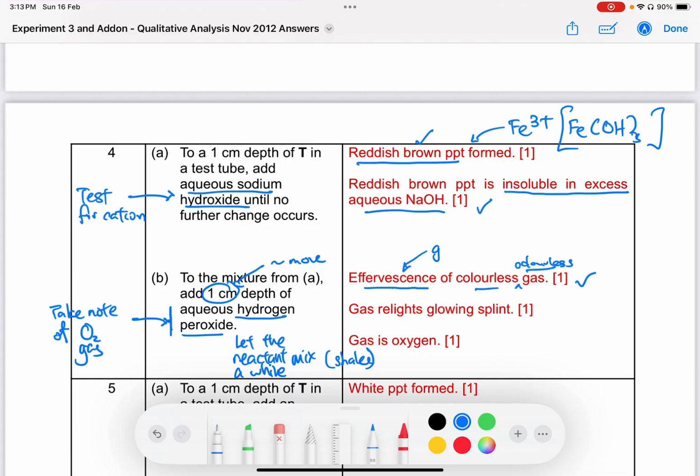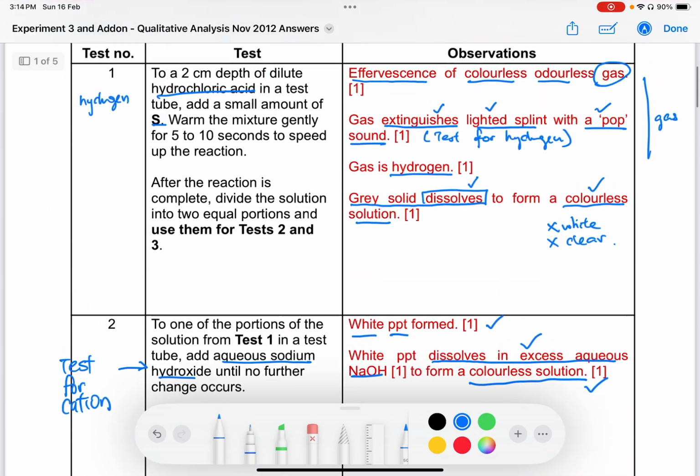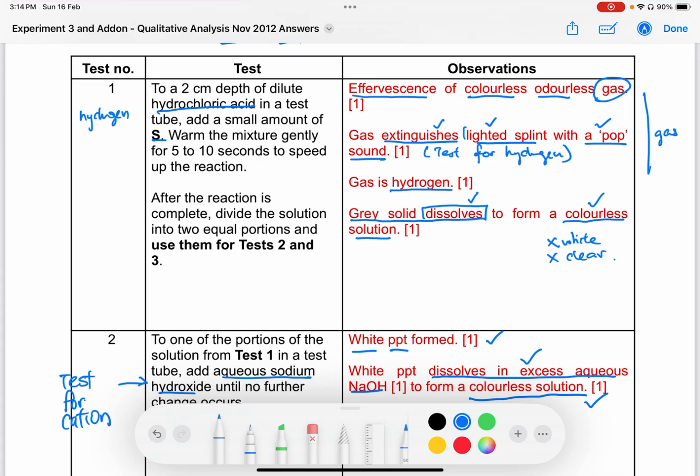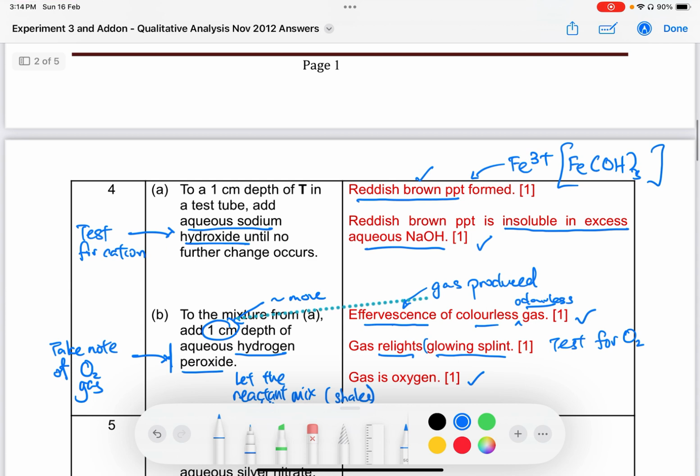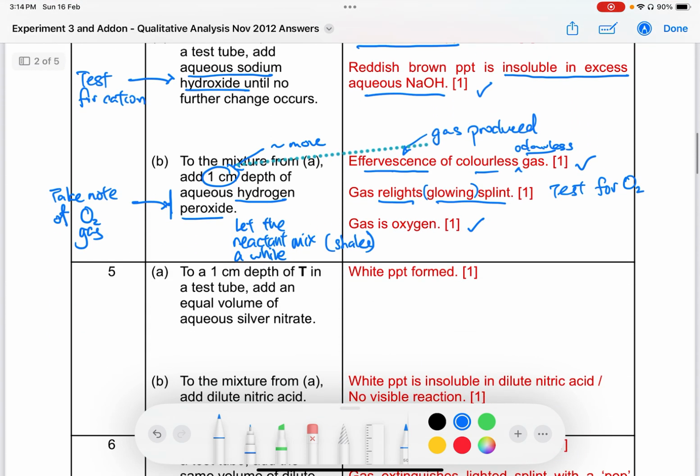So effervescence tells me that gas is produced. You need to now describe what's the color, what's the odor of the gas. So it comes as a combined mark. Next, this is the test for oxygen. And lastly, you need to identify what the gas is, which is oxygen. Take note, gas relights a glowing splint. There is a difference between glowing and lighted. Just now, what you used was a lighted splint to test for hydrogen. For the oxygen test, you are using a glowing splint. So just take note.